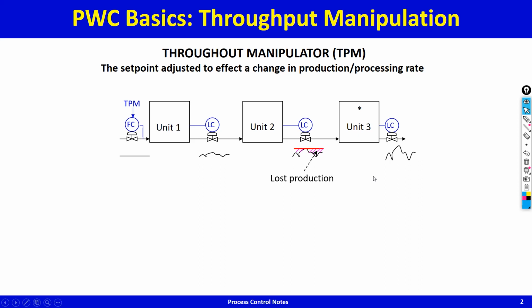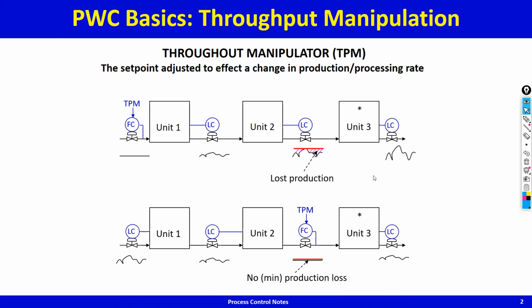Now given that you know that unit 3 is the bottleneck, and if you structure the control system the way it is structured right now, you're going to end up losing production corresponding to the magenta hashed lines shown there.